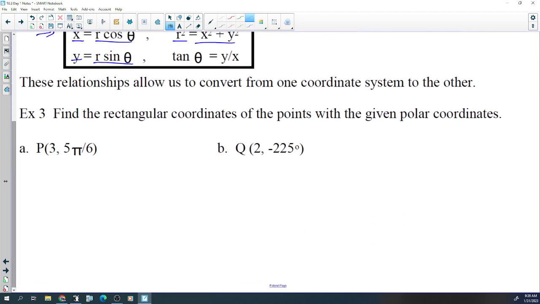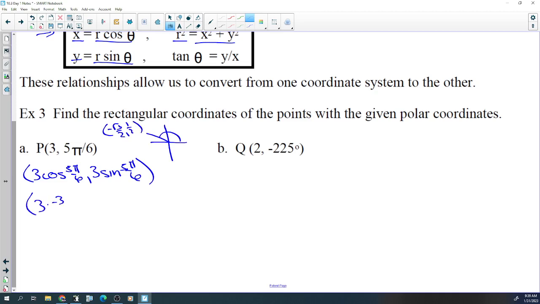Example 3, find the rectangular coordinates of the points with the given polar coordinates. So it's 3 cosine of 5 pi over 6 and 3 sine of 5 pi over 6. Now we just have to know where 5 pi over 6 is. Well, that's right there. So it's negative square root of 3 over 2 and 1/2. So 3 times negative square root of 3 over 2 and 3 times 1/2. So not much you can do with that. And that would just be, of course, 3/2.